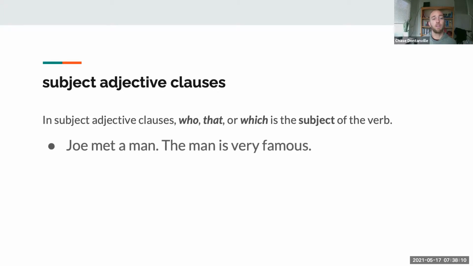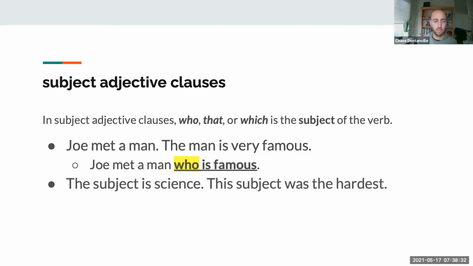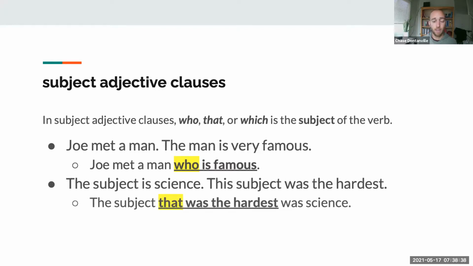So notice, Joe met a man. The man is very famous. Let's put these together. Joe met a man who is famous. So who is famous is a subject adjective clause. Why? Because who is the subject. Who plus verb is famous. The subject is science. This subject was the hardest. The subject that was the hardest was science. Okay, so again, you see the adjective clause. That was the hardest. That is in the subject position.